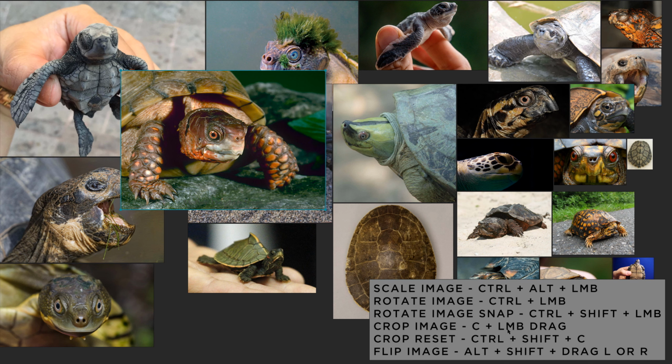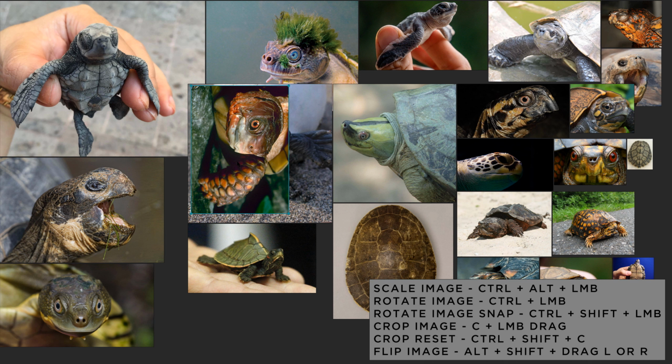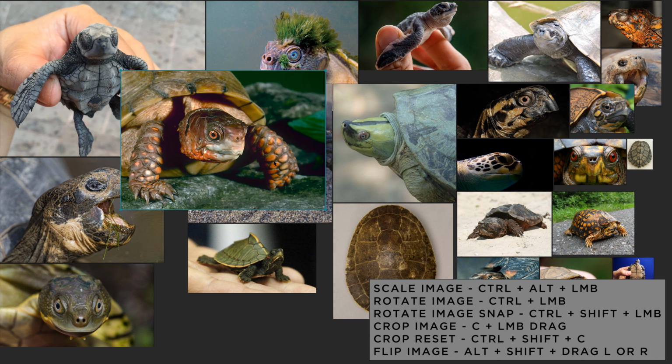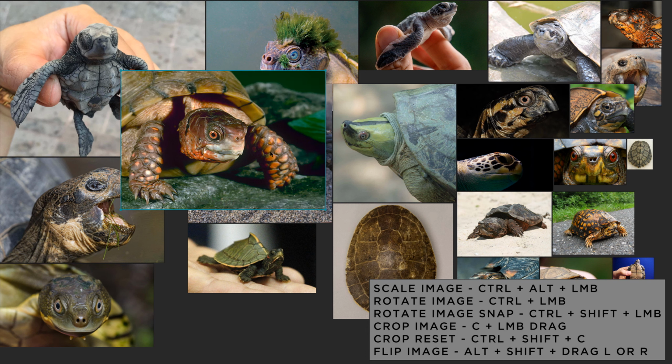So then cropping an image. If we hold down C, we can crop, hold down C, click and drag, and that will crop in on the image. If you want to reset the crop that you see here, you can do Control and Shift, and then Control Shift C. Sorry about that. That will uncrop the image. So C to crop it, and then Control Shift C. That will uncrop the image at that point. And if you want to flip the image, you do Alt and then Shift and then drag left or right.